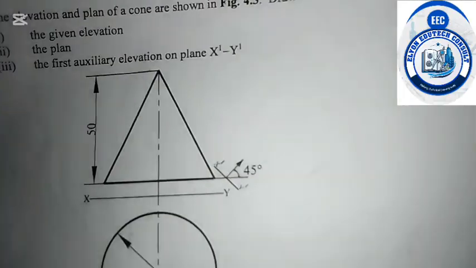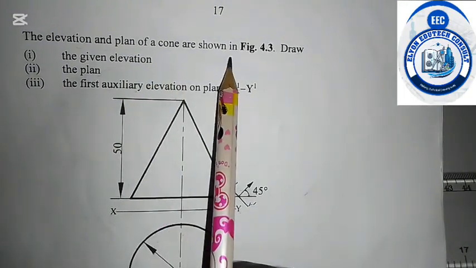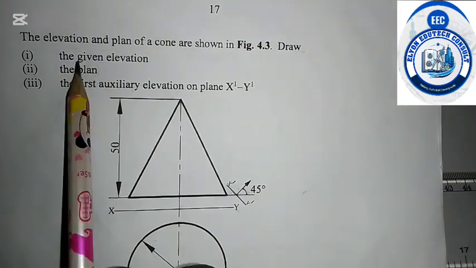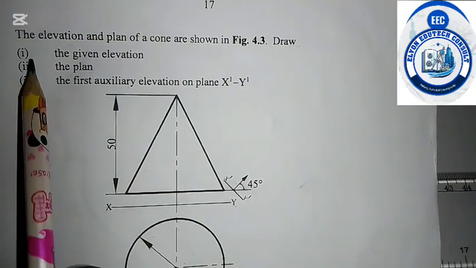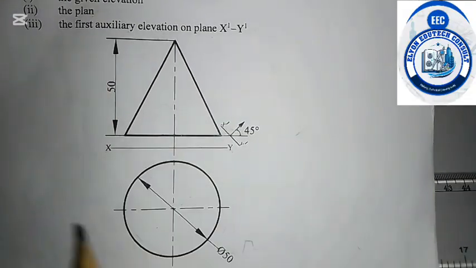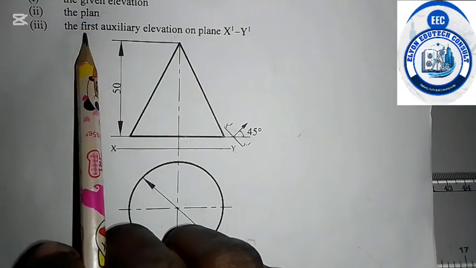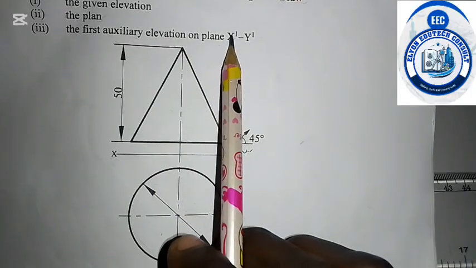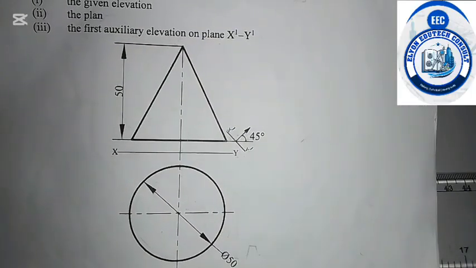The question says that the elevation and plan of a cone are shown in figure 4.3. Draw 1, the given elevation. This is the elevation. We are told to draw the elevation. Then 2, the plan. This is the plan. Then after we've done that, we are now going to proceed to drawing the first auxiliary elevation on plane x1 y1. This is plane x1 and y1.